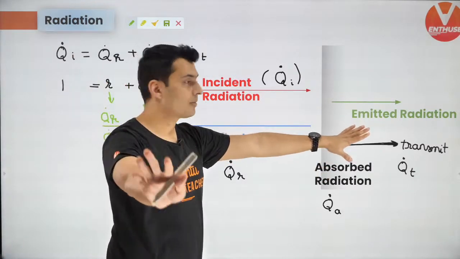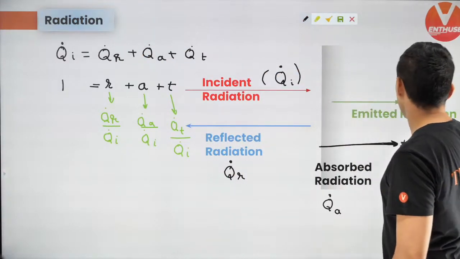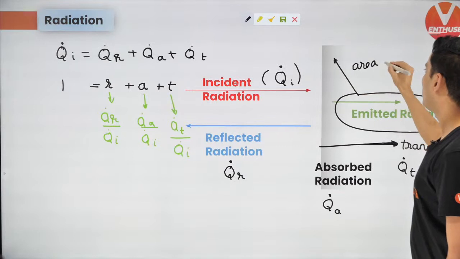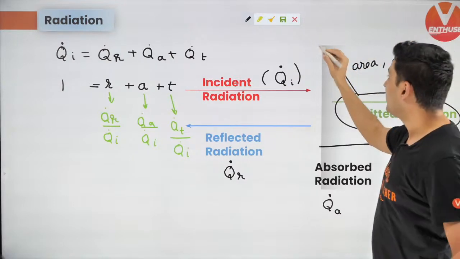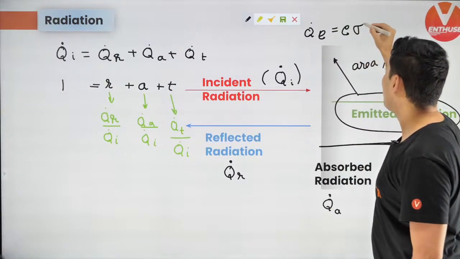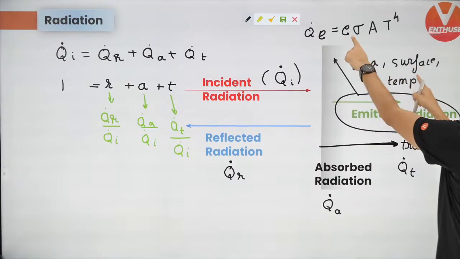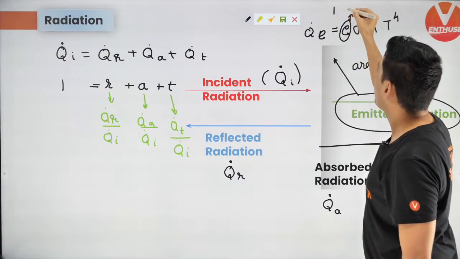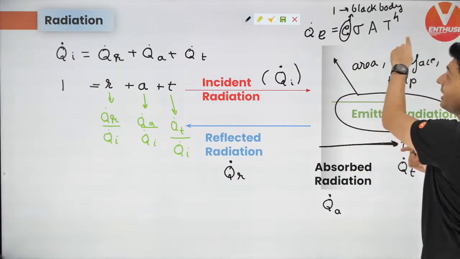Every body will emit radiation. And this emitted radiation depends on three things: area, surface, and temperature. And what is the formula? Well, QE, emitted radiation, is emissivity into sigma into area into T raised to 4. Keep this in mind: temperature, area, and nature of surface. Please keep in mind that this value E is 1 for a black body. So this is emitted radiation.